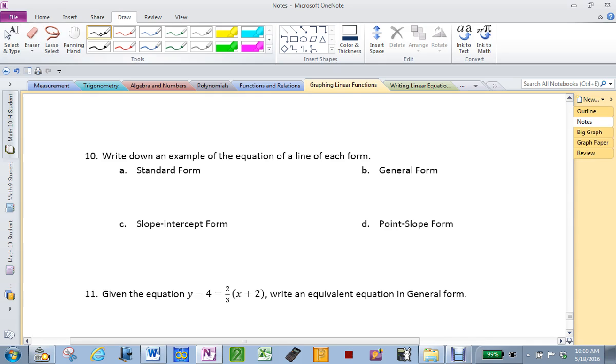Do we just write the A? No. You have to use numbers. It has to be a line. A is not a line. Yeah. But line is not a number. Yes, that's true. It's a shape.